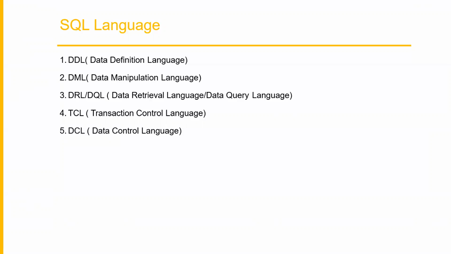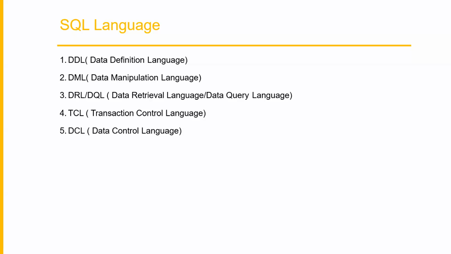Next is transaction control language, where we control the transactions using commit, rollback, these types of commands. So why we need this is to control the transactions. To control some incomplete transactions, or to confirm a transaction, we use these types of commands.